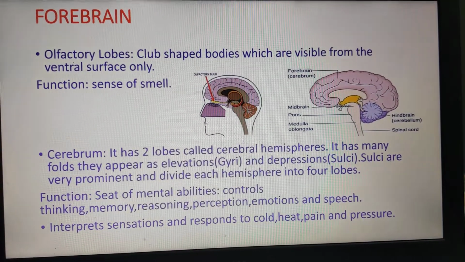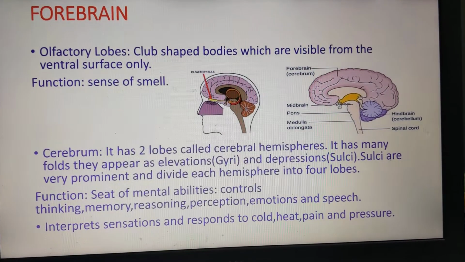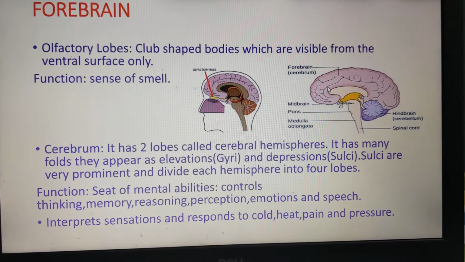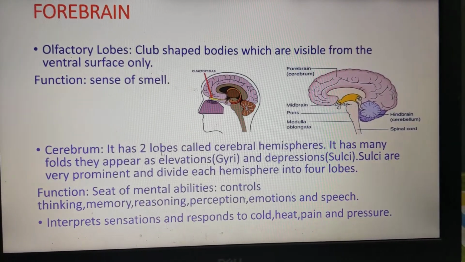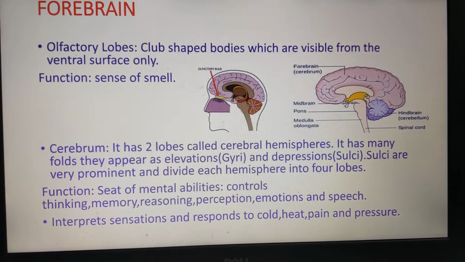So now coming to cerebrum, it has two lobes called cerebral hemispheres. It has many folds that appear as elevations, gyri, and depressions, sulci. Sulci are very prominent and divide the hemisphere into four lobes. So these are those folds.